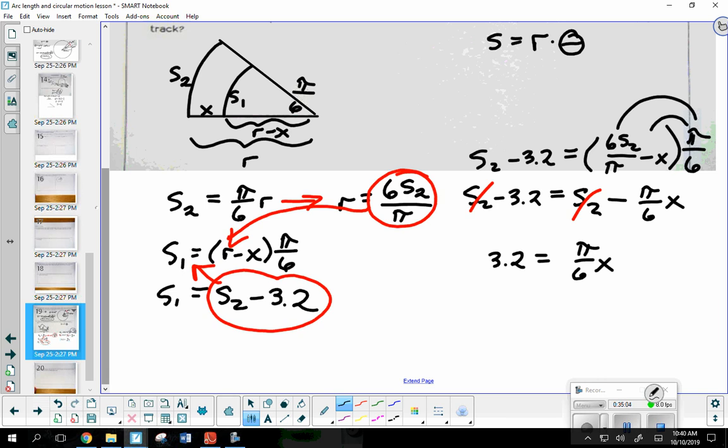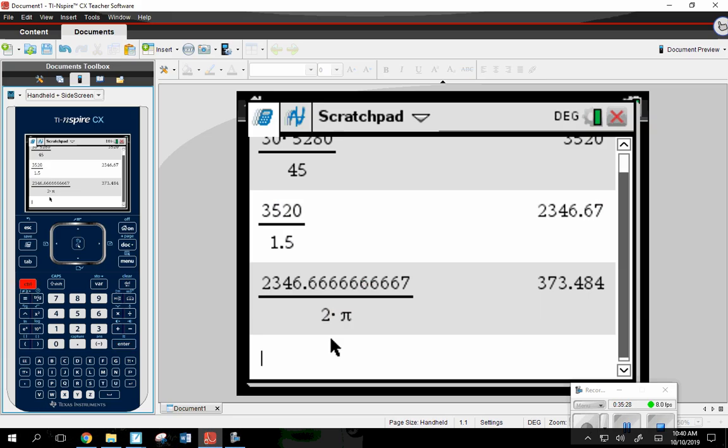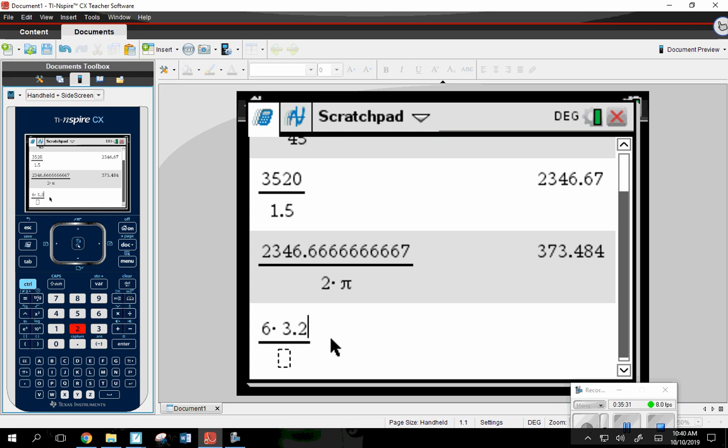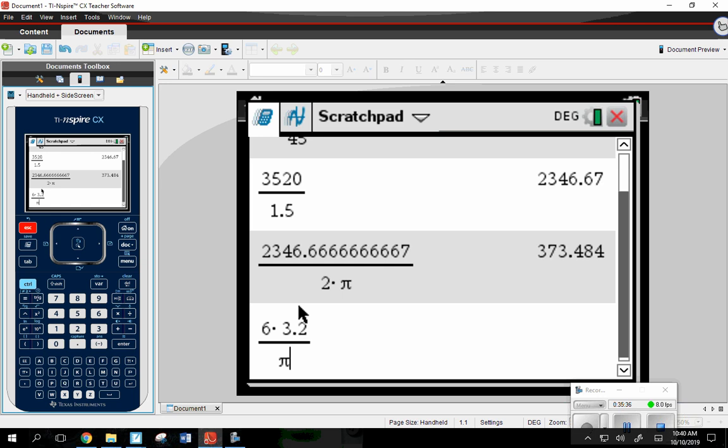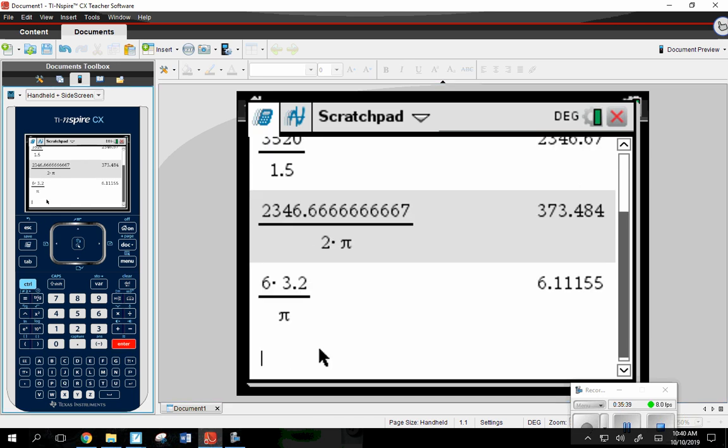So how can I get that pi over 6 to the other side? I can multiply through and then divide. I'm just going to take care of both at the same time. I'm going to multiply by the reciprocal. So the pi's cancel, the 6's cancel. So it looks like 6 times 3.2 divided by pi. Let's see what I get here. 6 times 3.2 divided by pi. And then there's my 6.11 that Will got in the beginning.